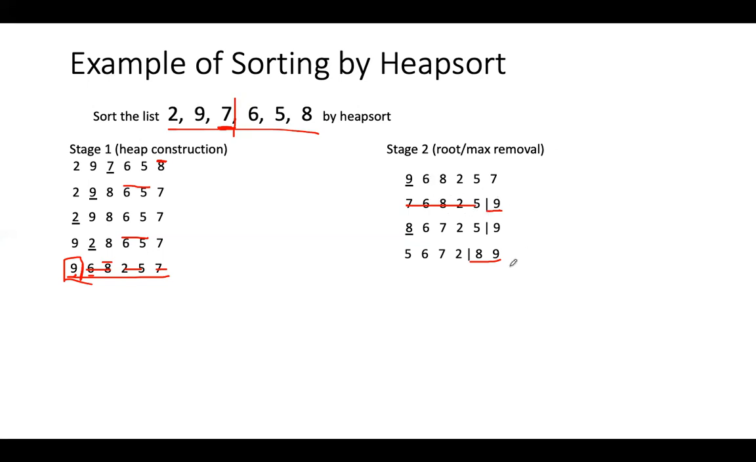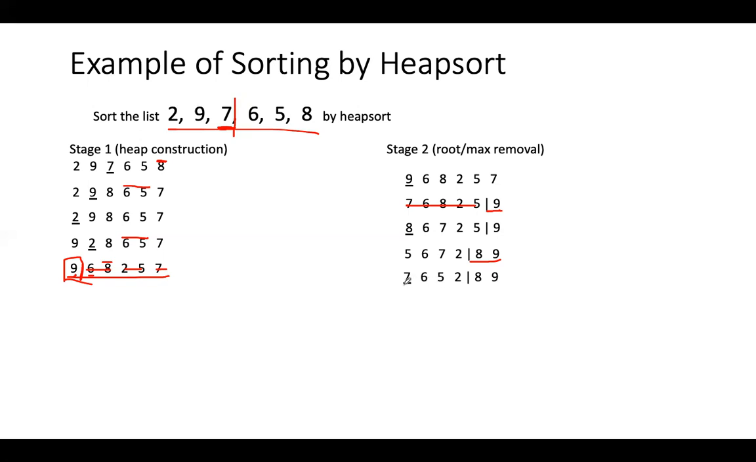So first we removed 9. Next we removed 8. So the remaining elements are 5, 6, 7, 2. Among these elements, is it a heap? Again, it is not a heap because 5 is the parent of 6 and 7, but 7 is greater than 5. So what you should do is swap 7 and 5. Now this is a heap. 7, 6, 5, 2 is a heap.